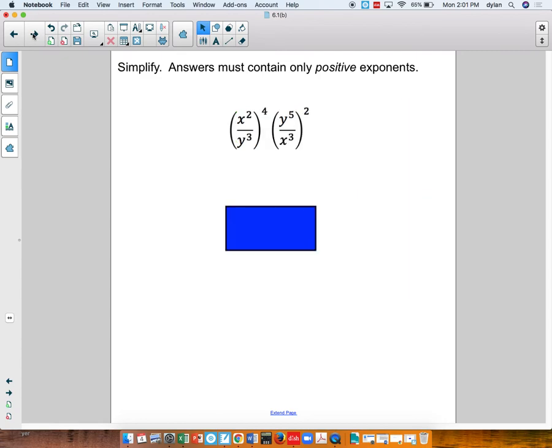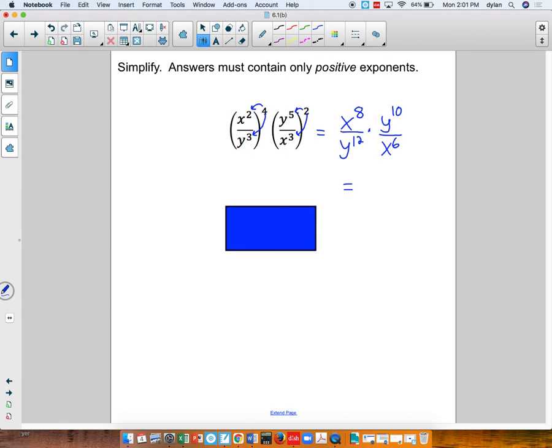All right, another example here, getting a little bit more complicated. We have power to the power and multiplication. So I'm going to start this problem by distributing the powers first. And notice that the powers distribute to the numerator and the denominator. So here we end up with x to the 8th over y to the 12th times y to the 10th over x to the 6th.